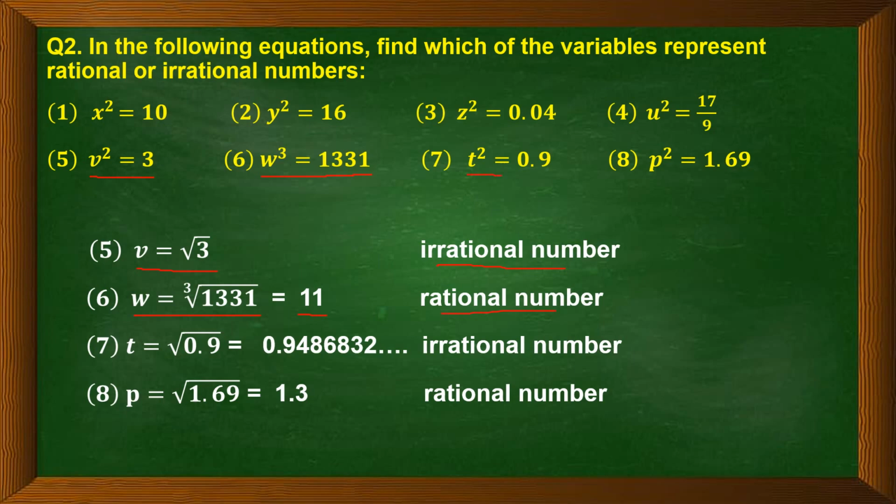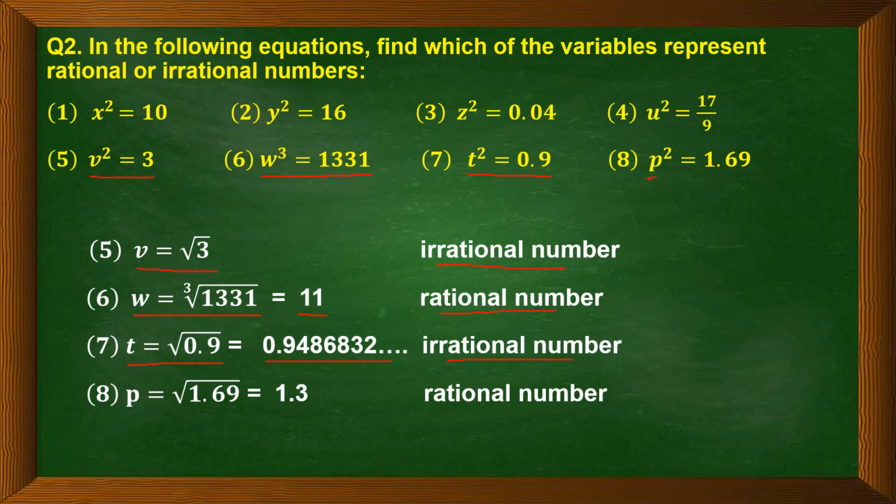Now next is t square is equal to 0.9. So t is square root of 0.9. Now 0.9, if you calculate the square root, you will find it is coming 0.9486832 and so on. That means the decimal expansion is non-terminating and non-recurring. So it's an irrational number, and we can say the t variable represents an irrational number.